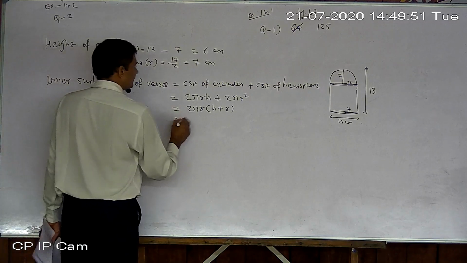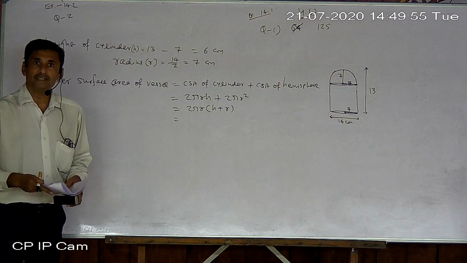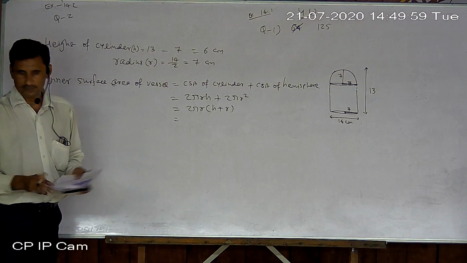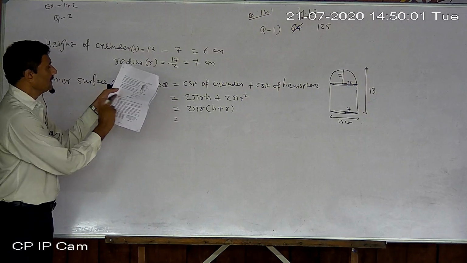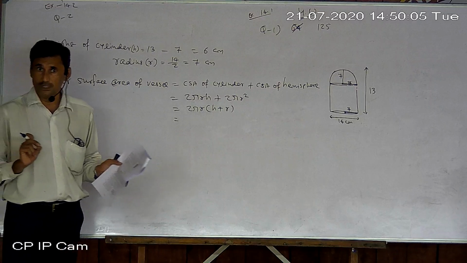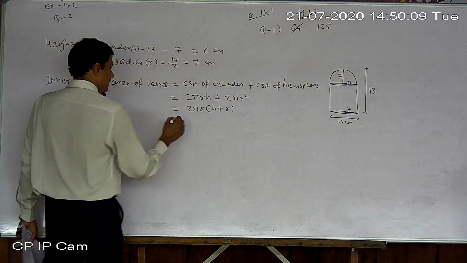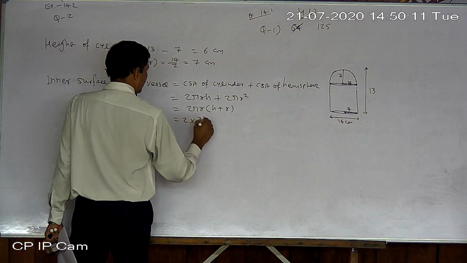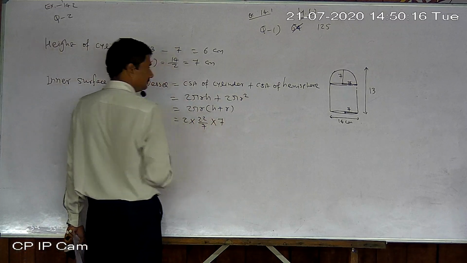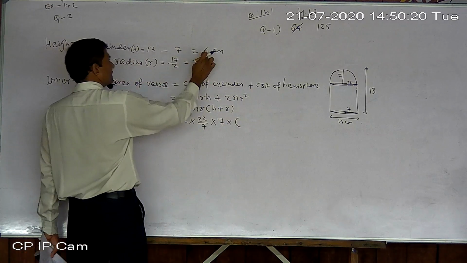Now only place value. Now if pi's value is not given, then we have to take always 22/7. That is written here also. Unless stated otherwise, take pi equal to 22/7. Means if not given, always take 22/7. So 2 into 22/7 into r is 7, okay, into 8 plus r, 6 plus 7.